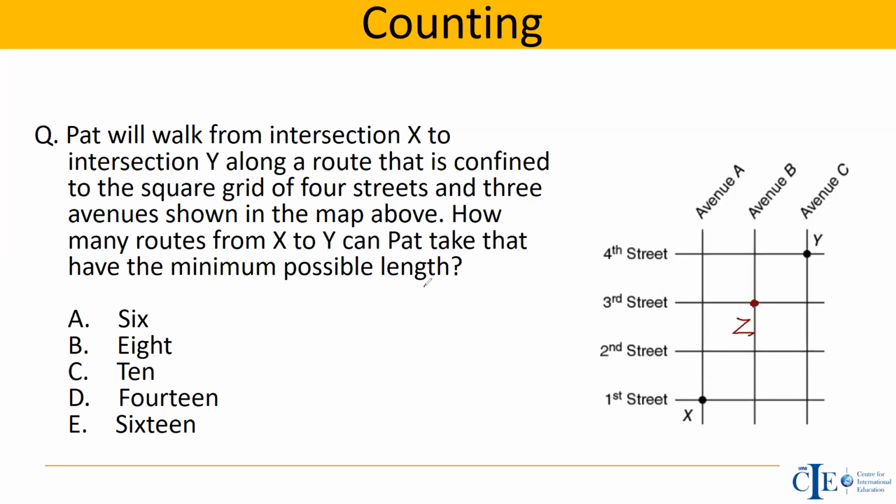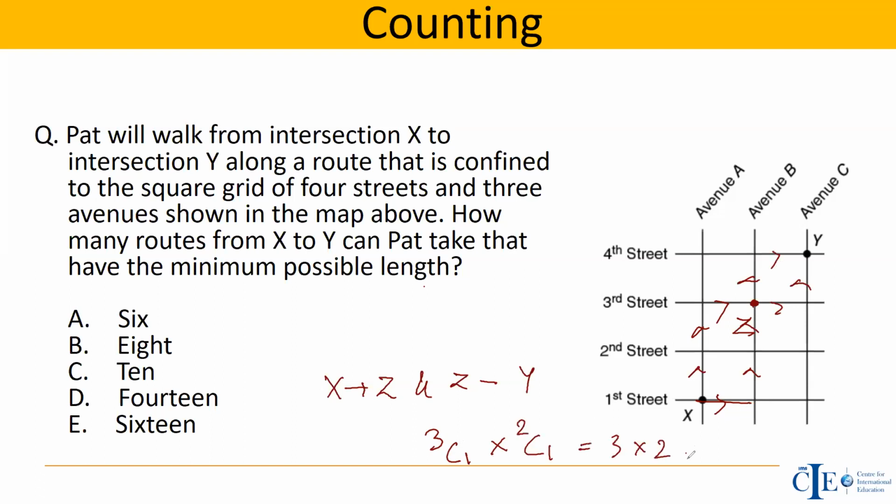So one way you can look at it is, since he has to definitely pass through Z, I'll find the shortest route from X to Z and then from Z to Y. So X to Z, 1, 2, 3. Correct? So you have to say 3C1, from Z it's 2, 2C1, which is 3 into 2, that will be 6.